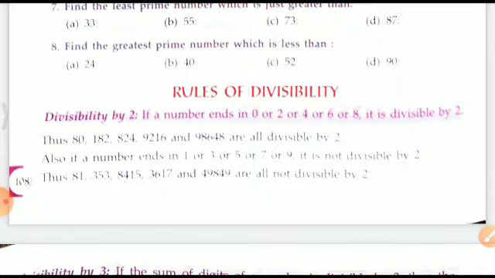And in this, we are learning rules of divisibility. We have already seen the rule of divisibility for 2. We found that all the numbers which are ending in even numbers are divisible by 2.